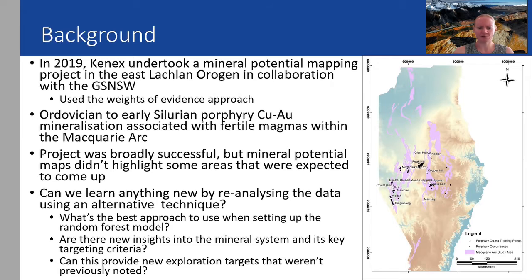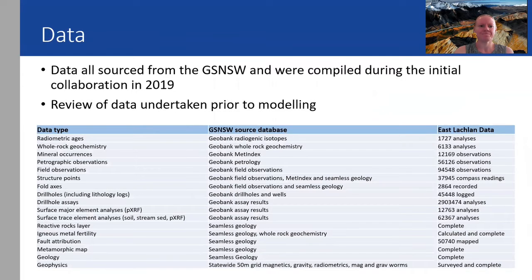So what was the best approach to use when setting up the random forest model in terms of the input data? And could we learn anything new about the mineral system and what should be considered its key targeting criteria? And could it produce any new exploration targets that the previous weights of evidence model hadn't shown up?